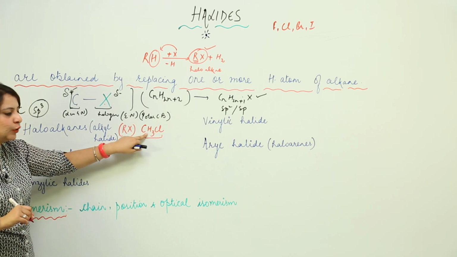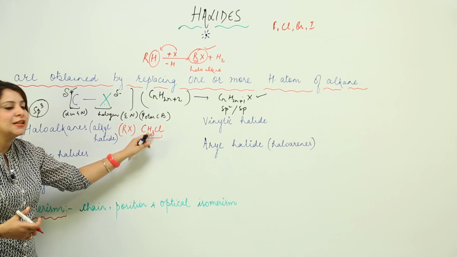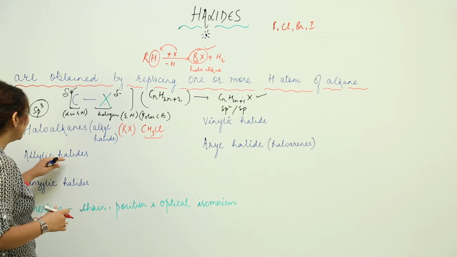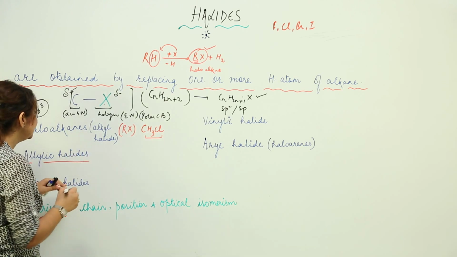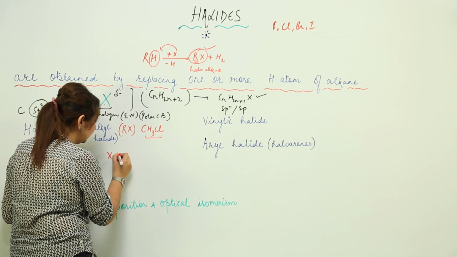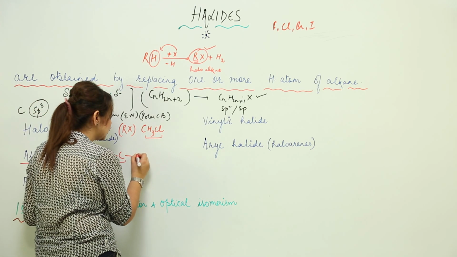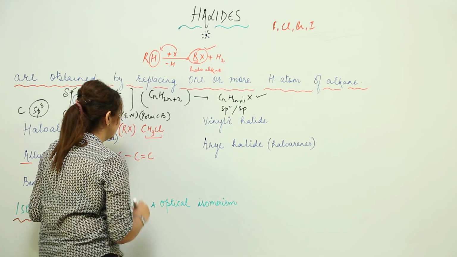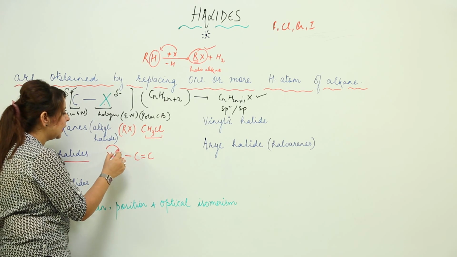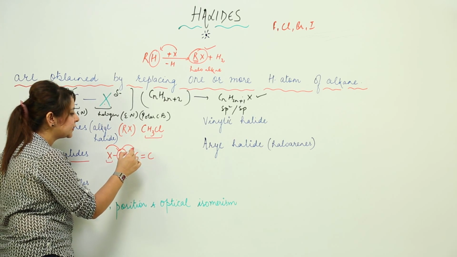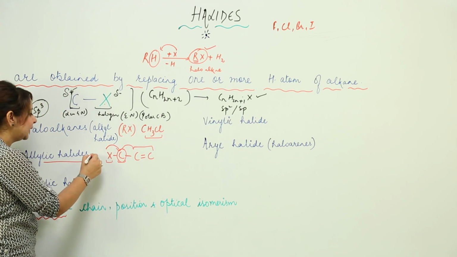In a haloalkane, the halogen has replaced one or more hydrogens and is attached directly to a carbon atom. Now allylic halides are those in which the halogen is attached to a carbon, and this carbon is further attached to an unsaturated system. So whenever a halogen is attached to a carbon and this carbon is attached to some unsaturated system, we call this kind of halide an allylic halide.